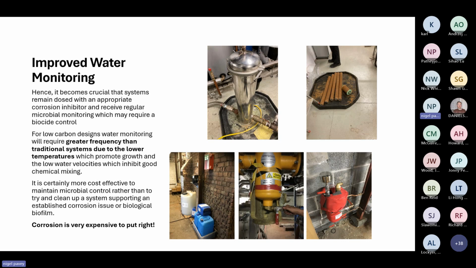So hence it becomes crucial that systems remain dosed with an appropriate corrosion inhibitor, but they need to receive regular microbial monitoring and may require biocide control. So low carbon designs require greater frequency than traditional systems due to the lower temperatures, which promote growth, lower water velocities, which can inhibit good chemical mixing. So it's certainly more cost effective to maintain microbiological control rather than to try and clean up a system supporting an established corrosion issue or microbial issue. Corrosion is very, very, very expensive.